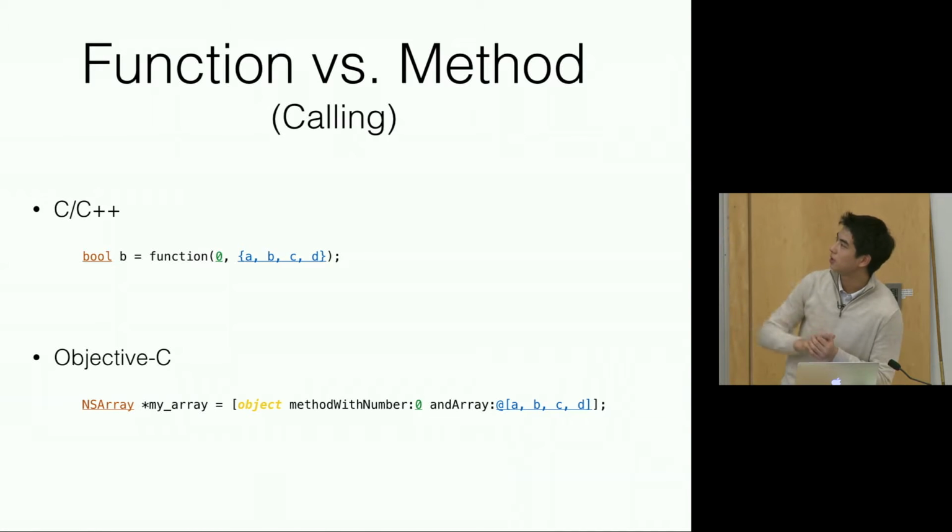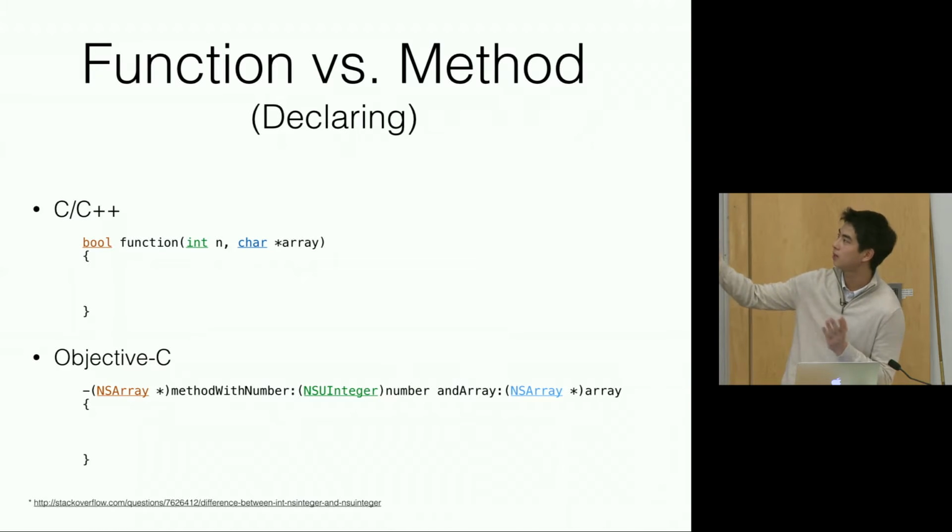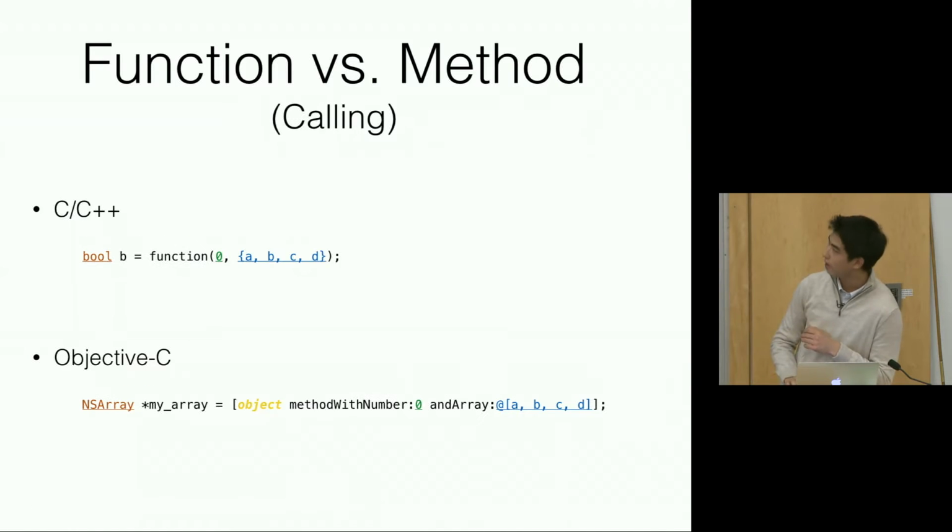So this is how you would use the functions or the methods that we created earlier. This is where we declare our function and our method, and now we want to use them in our program, and this is how we would do it. So in C, you would have perhaps a bool b, and you set it to equal the function, and then you pass in the arguments. In Objective-C, it's pretty much the same thing.